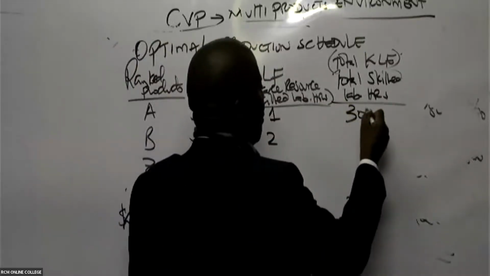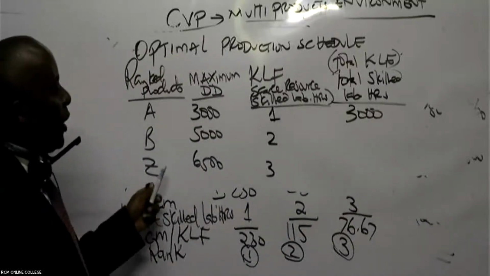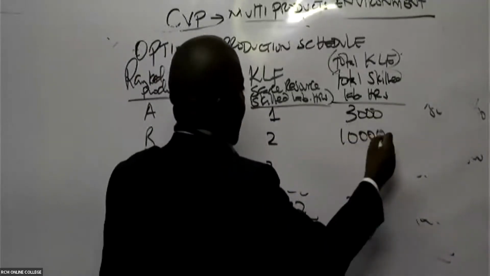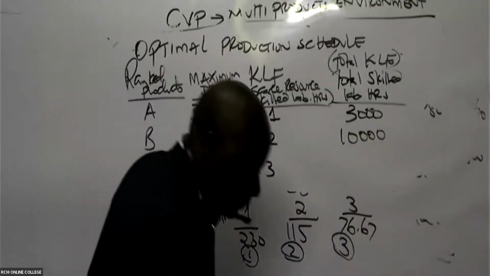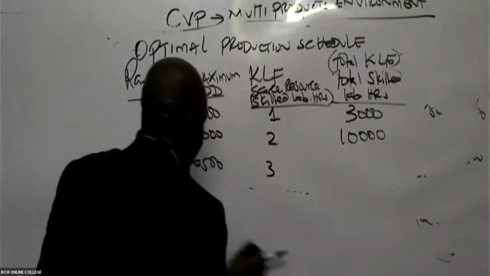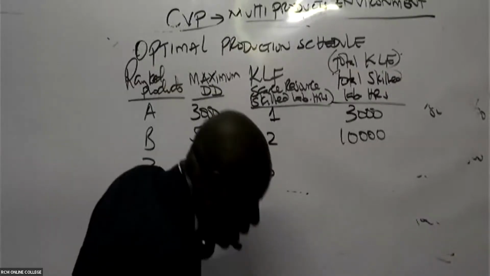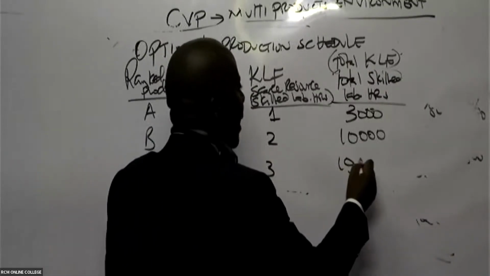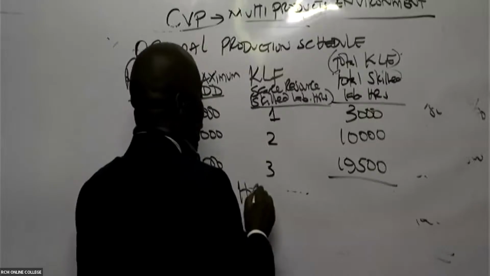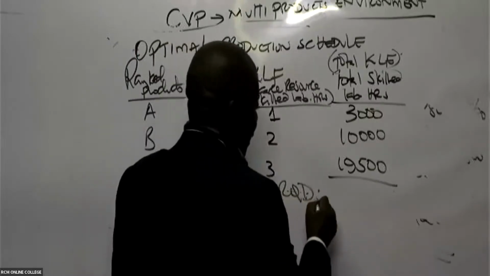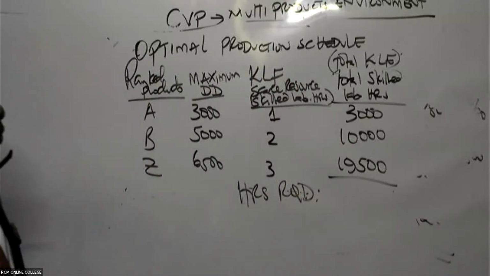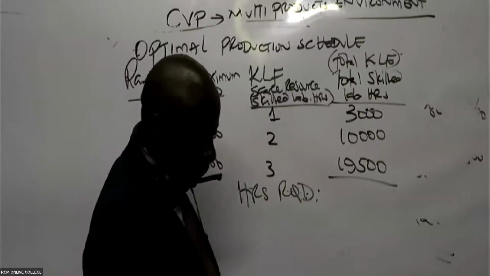So this is 3,000. The second one will be 5,000 times 2, 10,000. The third one will be 6,500 times 3, 19,500. Then come here and combine all the KLFs, add them. So we have here hours required. So in this case here, what do we have here, ladies and gentlemen?